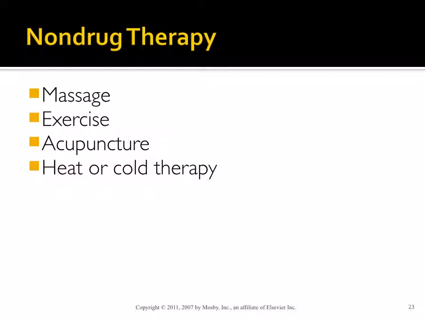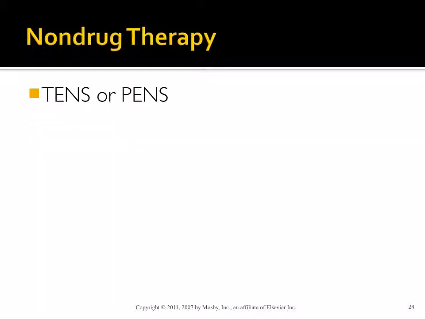Sometimes there are non-drug therapies: massage, exercise, acupuncture, heat or cold therapy. Acupuncture is Chinese medicine in which very thin needles are inserted in the body at designated points, and it is used for many different kinds of pain. Next, go to the next slide.